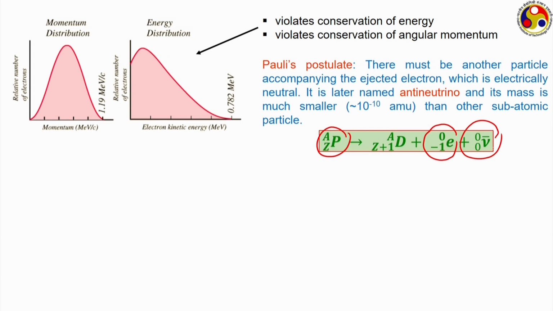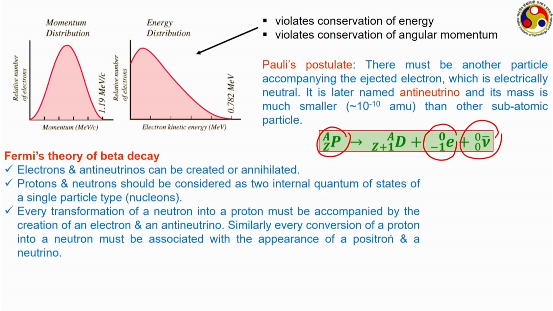Here we have 2 zeros along with this neutrino, which represents that its mass is 0 as well as its charge is 0. And following Pauli's postulates, the theory of Fermi established the concept of beta decay properly. It is a very comprehensive, exhaustive statistical development, but we are just taking the gist from there, which says that firstly, the electrons and antineutrinos can be created or annihilated during any such kind of beta decay process.